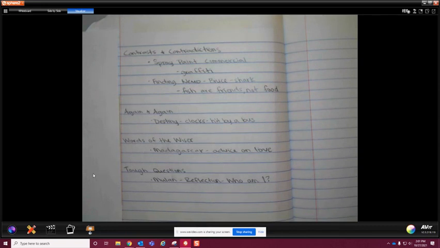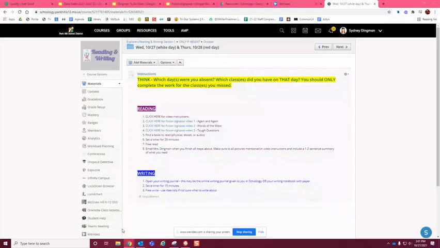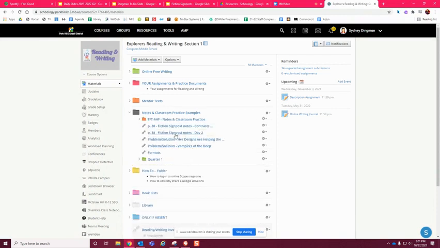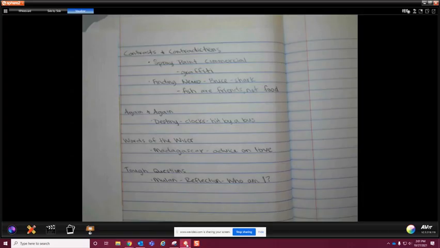All right. So again, if you need to write this all together, you can pause this and write this down. Or if you need to go back to the reading writing course, you can go to where it says notes and it says fiction signpost notes day 2. I'm saying day 2 because the first one that we did was just over contrasts and contradictions. So you're going to want to click on the one that says day 2 and it will take you to these notes. Okay. That's all we ended up doing.